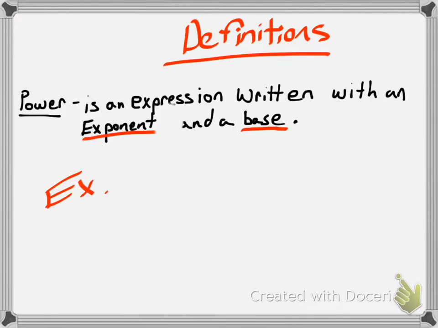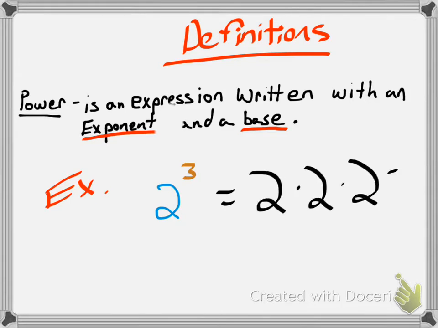Definition of power: an expression written with an exponent and a base. You already know what a power is. Let me show you an example. 2 to the third power. What that's saying is 2 times 2 times 2, which is 8.